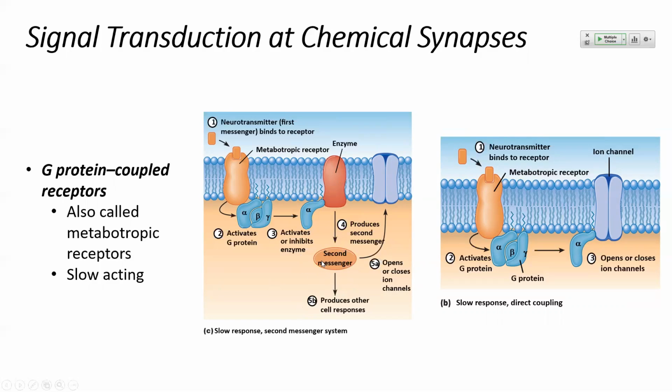That second messenger will then open up a channel or bring about some other type of cellular response, which is what we want on that second cell. So let's go over that sequence of events again. We've got the binding of that neurotransmitter to this metabotropic receptor. We've got this G-protein that's coupled to this receptor, changing its shape, and a part of that G-protein dissociates off, goes downstream in the membrane, and activates another enzyme that's present in the membrane. The activation of this enzyme will then produce some type of second messenger.